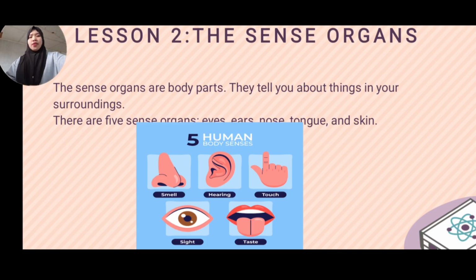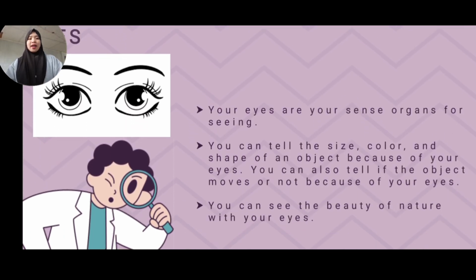Like for example, the first one is the sense of eyes. Our eyes are the sense organ for seeing. As you can see in the picture, it is our eyes. And you can tell also the size, color, and shape of an object because of your eyes. Masasabi natin kung ano yung shape ng isang object, yung color, yung texture nito. So you can also describe things just by seeing them, right?